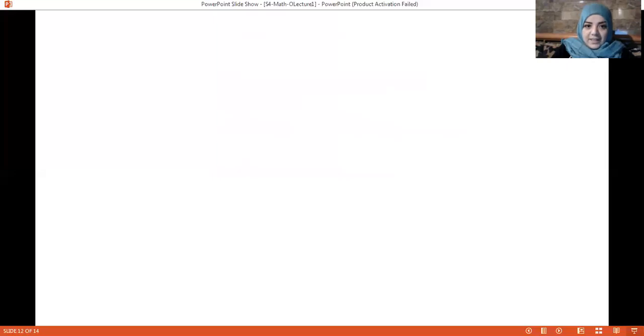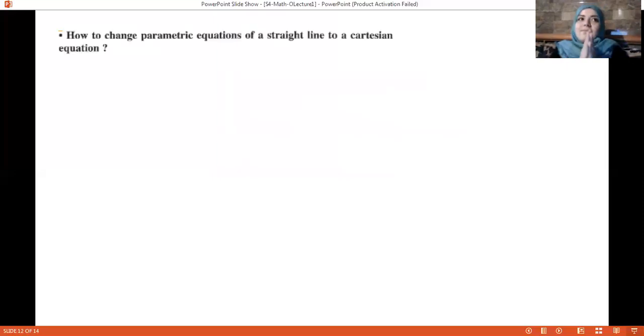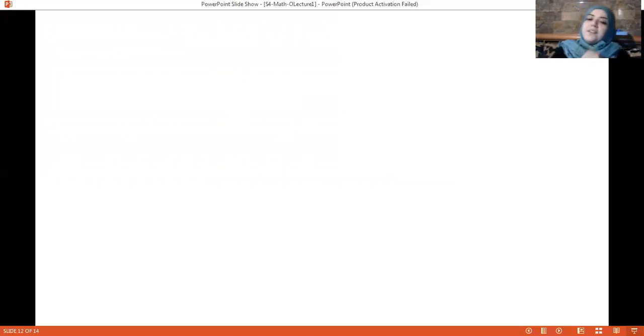One more thing. We are done now with the first objective, which is finding the parametric form and the Cartesian form. To find the parametric form, there's only one way, and to find the Cartesian form, there are three cases. Either you have a point and the directing vector, or you have 2 points, or you have a point and a slope. Okay? And now, if I have a parametric form, how do I change it into Cartesian? And if I have a Cartesian form, how do I change it into parametric?